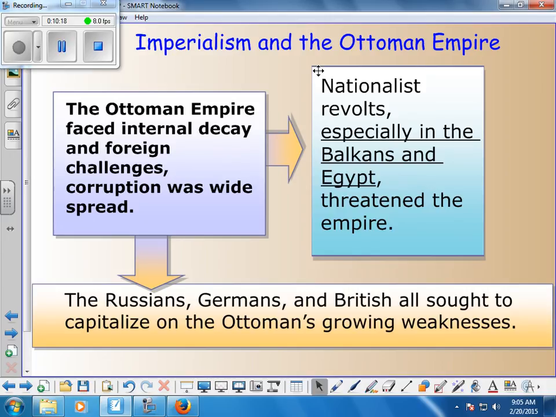Add to that, as we've already talked about, the Russians and the Germans and the British all sought to capitalize on the weakness of the Ottomans, making it even more difficult. And then you add in these nationalist revolts, especially in the Balkans and in Egypt, which threaten the empire. These are groups that want to be ruled by themselves. They don't want the Ottoman Empire to rule them, and they're doing everything they can to throw off the Ottoman Empire's control. And we're going to see, once the Ottoman Empire dissolves, these revolts, because the Europeans will have come in and taken control, these revolts will continue in an effort to get rid of the Europeans as well.